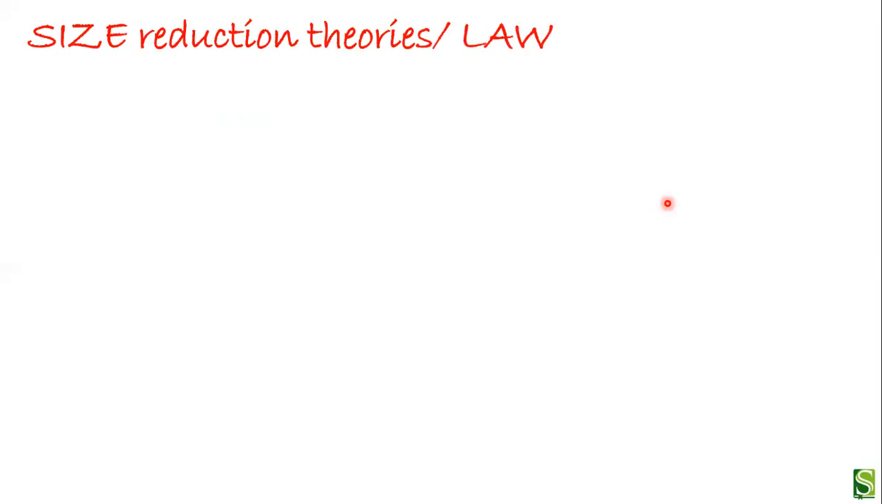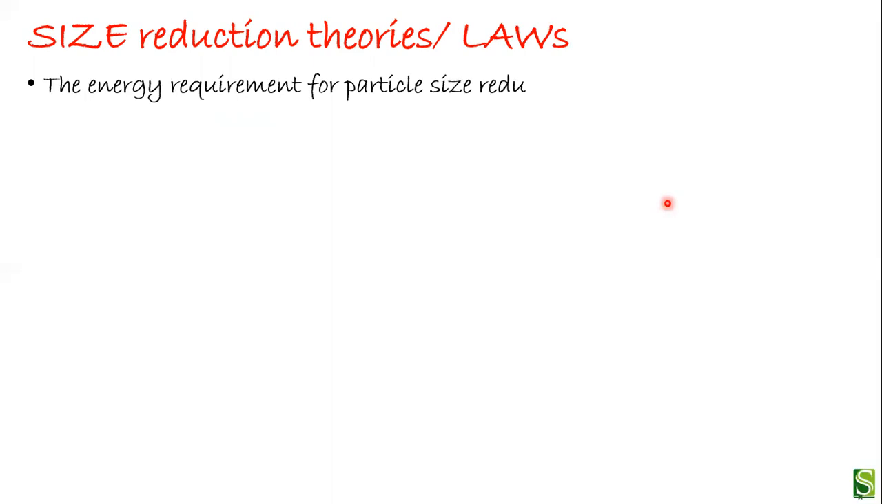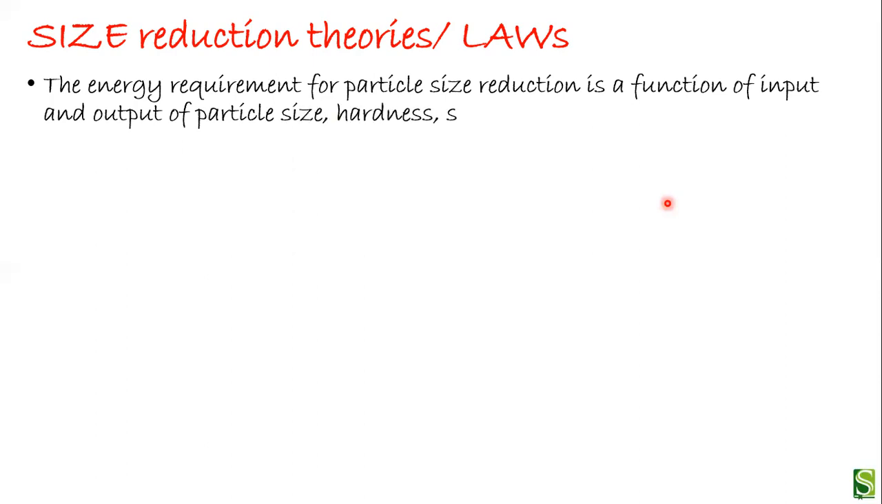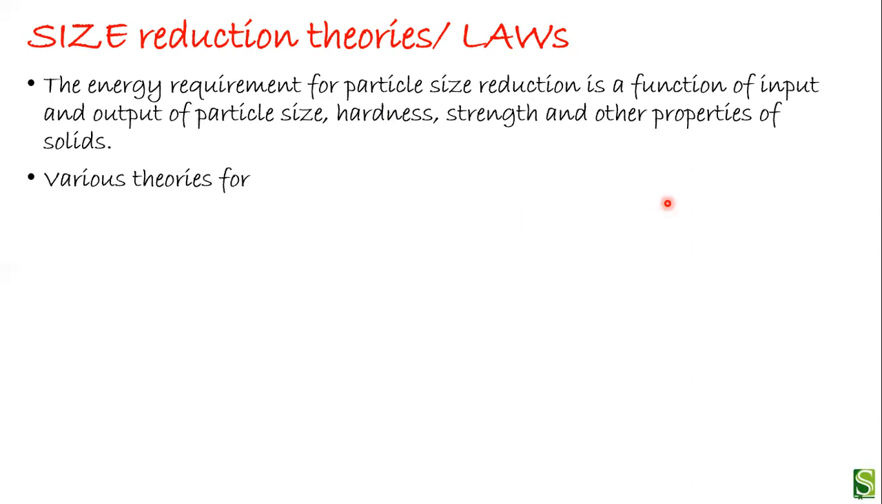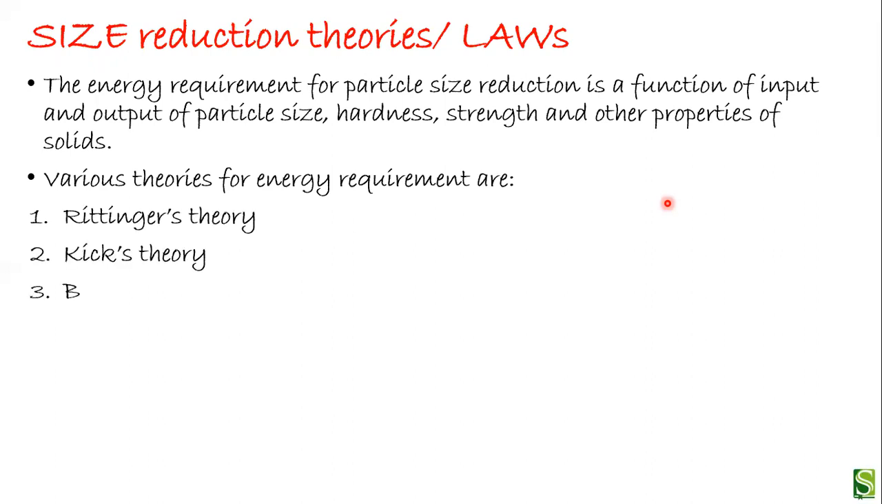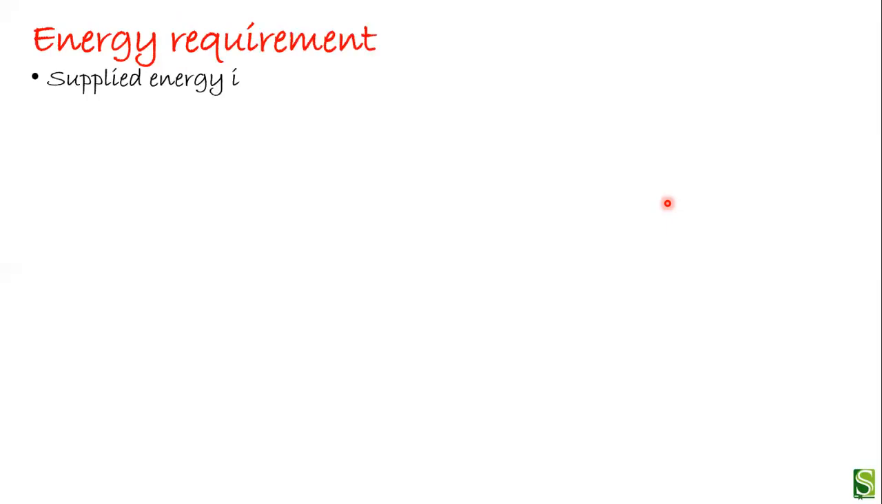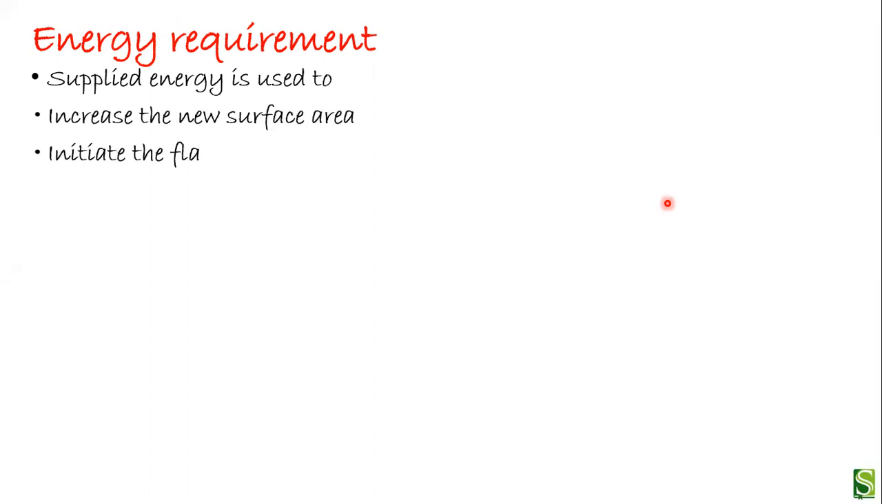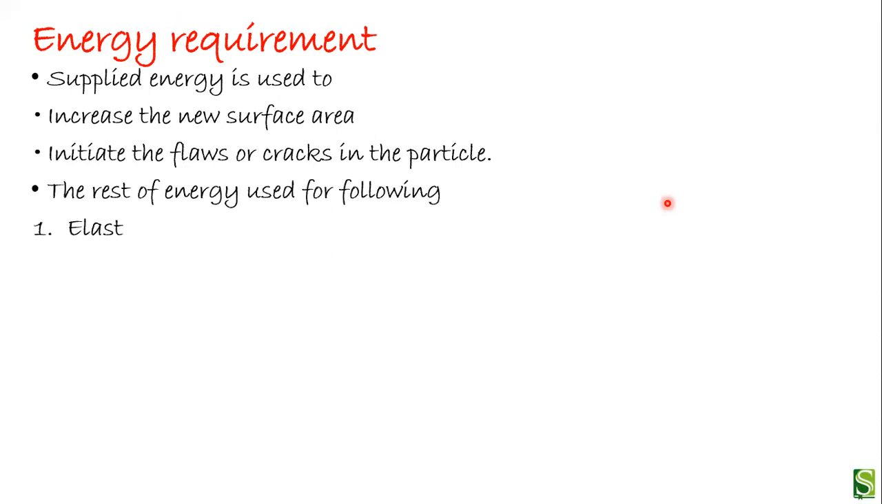Now, what are the different theories or the laws which govern size reduction? The energy requirement for particle size reduction is a function of input and output of particle size, hardness, strength, and other properties of the solids. Various theories of energy requirement are: first is Rittinger's theory, next is Kick's theory, and Bond's theory. Energy requirement: supplied energy is used to increase the new surface area. It initiates the flaws or cracks in the particles. The rest of energy is used for falling.